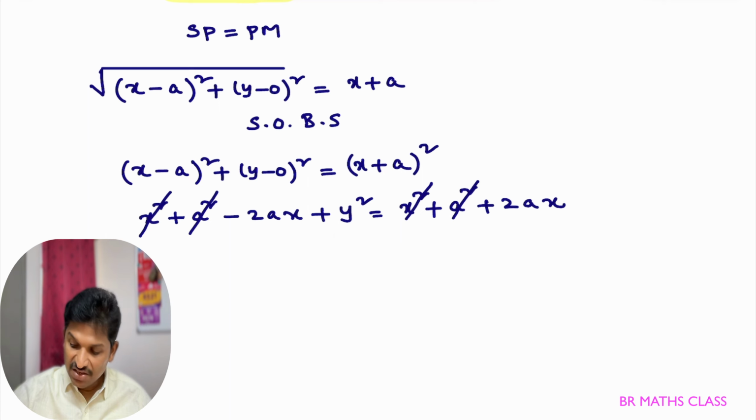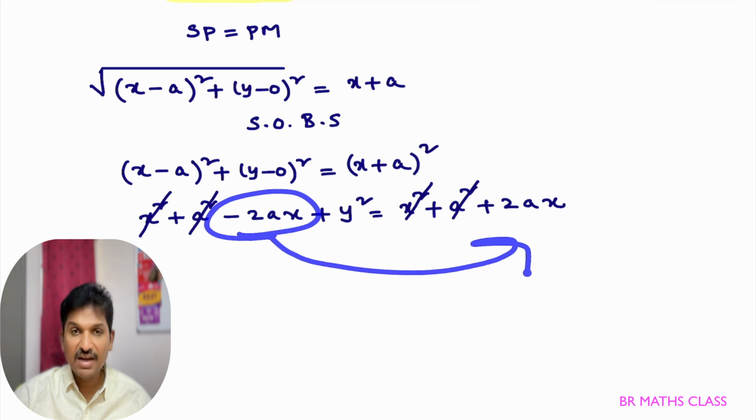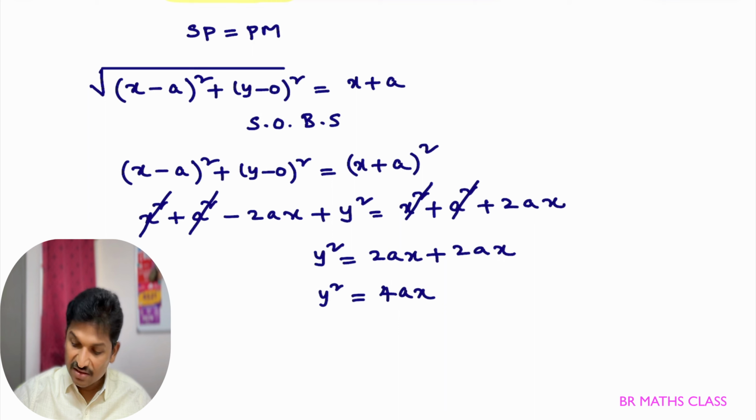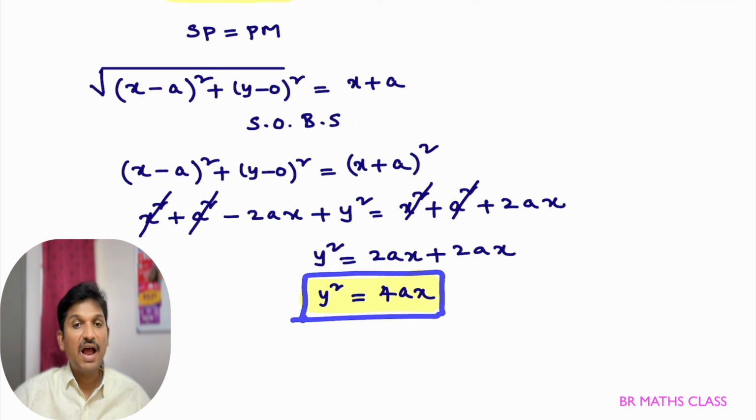Now this minus 2ax is there, I'll take it to the right hand side. Then what will you get? y square equal to 2ax minus of minus plus 2ax. So y square equal to 4ax. This is the standard form of the equation of parabola. So y square equal to 4ax is the equation of parabola.